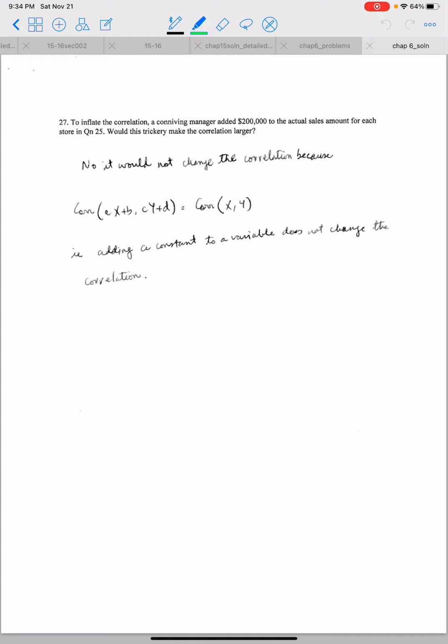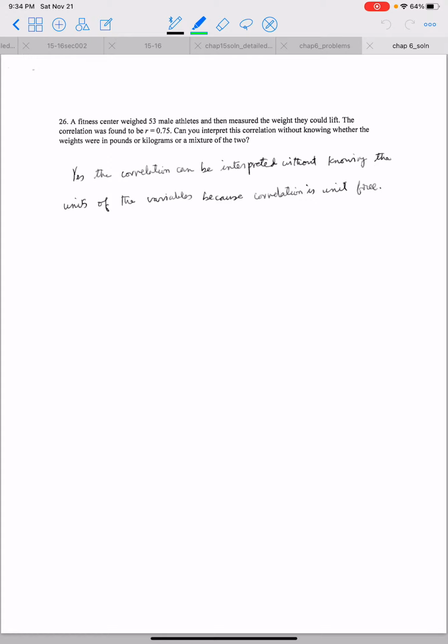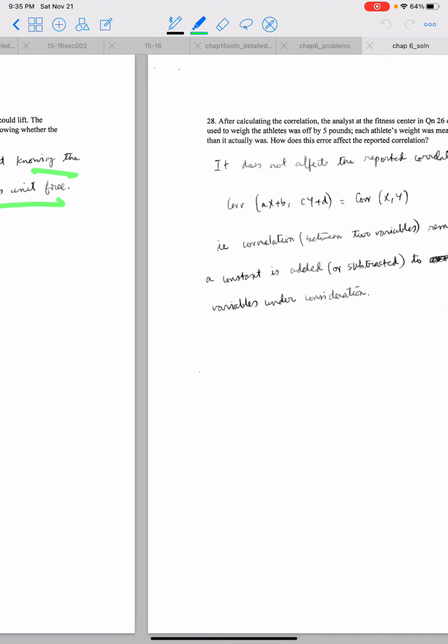To inflate the correlation, a conniving manager adds 200,000 to the actual sales amount. Would this trickery make the correlation larger? It would not. It would not change the correlation at all because correlation is scale free. Here, a fitness center weighed 53 male athletes and then measured the weight they could lift. The correlation was found to be 0.75. Can you interpret this correlation without knowing whether the weights were in pounds or kilograms or a mixture of the two? Yes, the correlation can be interpreted without knowing the units of the variables because, once again, correlation is scale invariant.